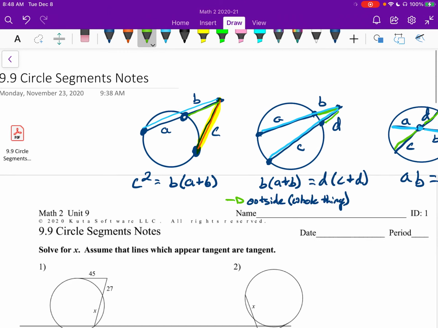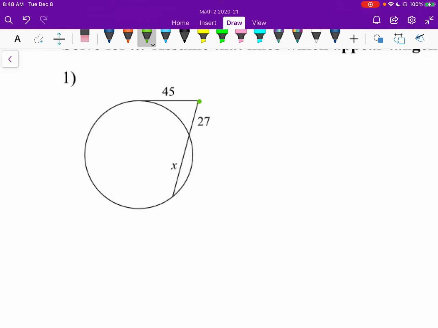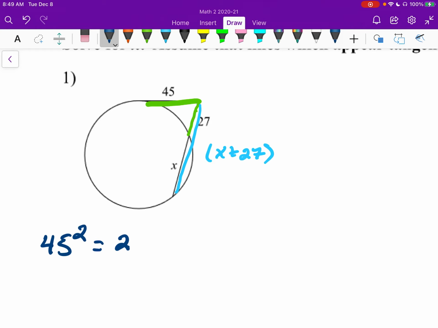All right, let's dive in. Number one, here we have our tangent. Here we have the outside of a secant, and here's the whole thing. So the whole thing is going to be x plus 27. Let's start off with the tangent piece. We're going to have 45 squared, that's our tangent, and then the other thing is the outside, which is 27, times the whole thing, which is x plus 27.